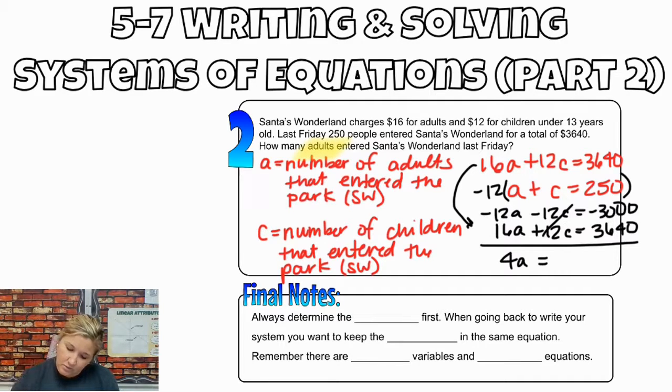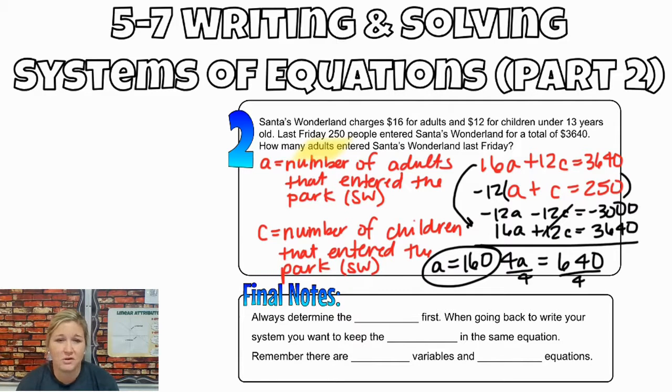And so then I'm going to add negative 3,000 plus 3,640. So I have 640 and then divide by 4. And so the number of adults that entered would be 160. So 160 adults entered. If the question asked for both of them, you could then go back and plug it in and find children, but it's not asking for both of them. It's just asking for one. So I can stop there.